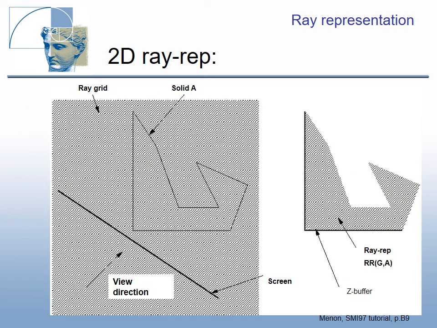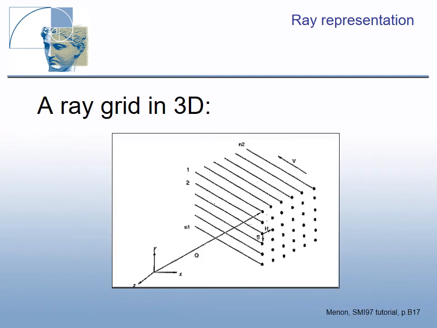All main elements of the ray representation are shown in 2D here. A regular grid of parallel rays G going through some solid object A at the left, and the ray wrap itself is an intersection between the ray grid and the solid at the right. This is the ray grid in 3D space. When it is intersected with some solid, it makes a ray representation of the solid as a set of line segments.